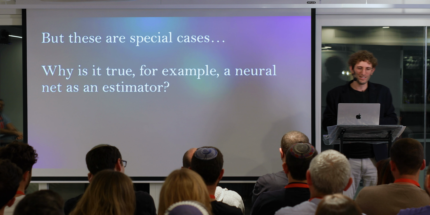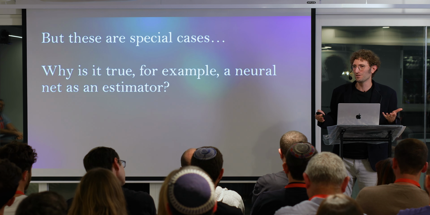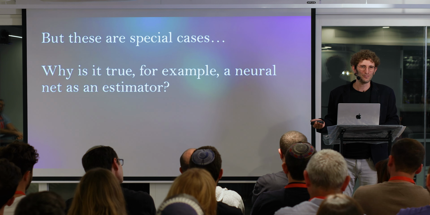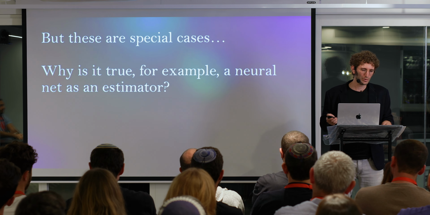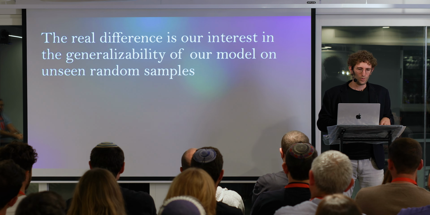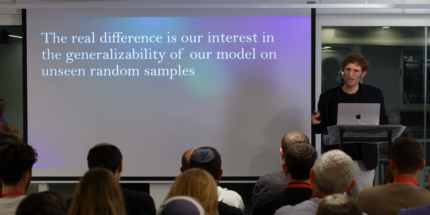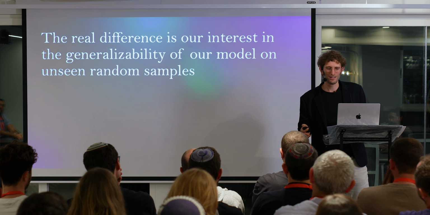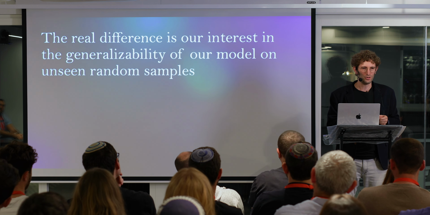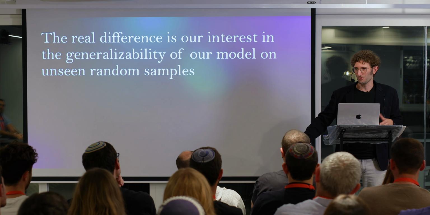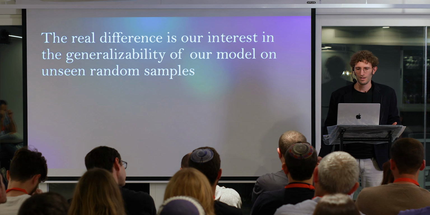What I really want to know is, why is it true for my neural network? Why is it true for XGBoost? Why can I be so sure that it would be better to have more samples than fewer? Okay? So here's where we get to the gist of it. Well, the real difference is that for our neural network or a random forest or XGBoost or whatever we're training, we're more interested actually in the generalizability of our model on unseen random samples, right? We trained it on some training set, we have some test set, and we really want to know how well it's going to do on the test set.